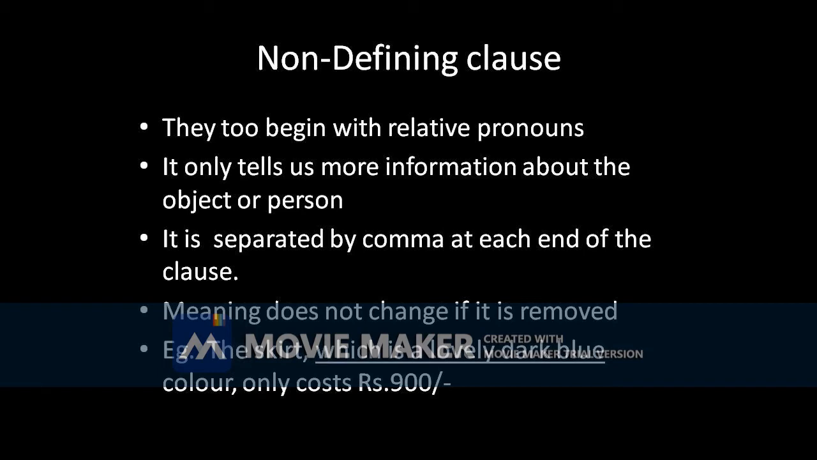See the example given here. The skirt, which is a lovely dark blue color, only costs rupees 900. Here, which is a relative pronoun, and which is a lovely dark blue color is a relative clause, and this which is modifying the noun skirt. So it is also a relative clause, but here we are getting some details about the skirt, additional information about the skirt.